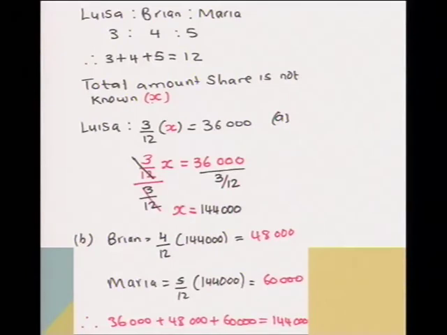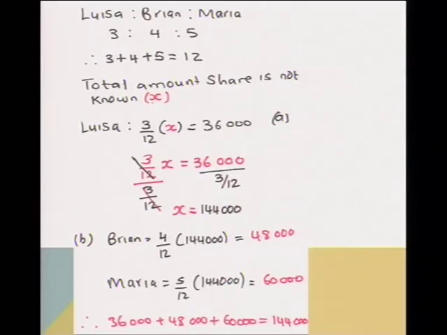Now, the total amount that was shared is not known. So you have to represent it by X. Now, most of you don't like this X. I don't know why. But this just represents the amount of money that is not known. Now, what we do is the first ratio, which is 3, belongs to Louisa.